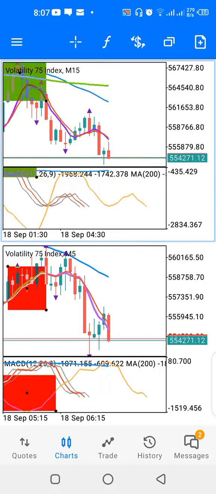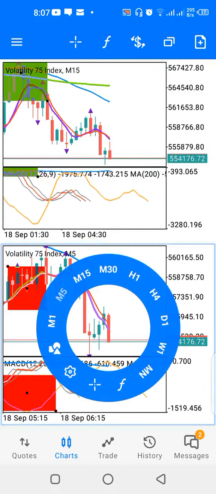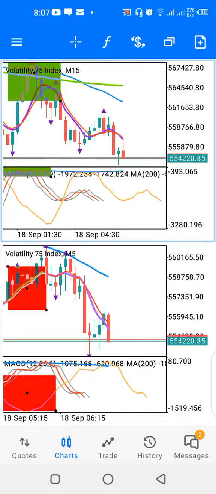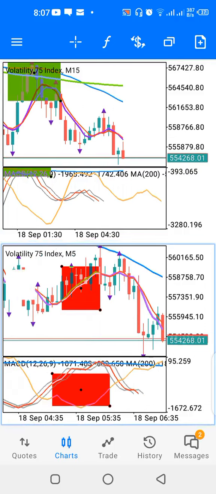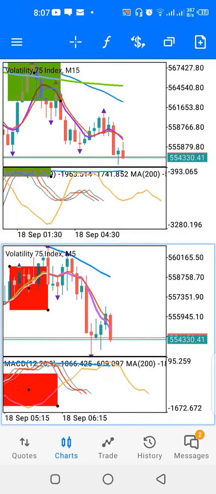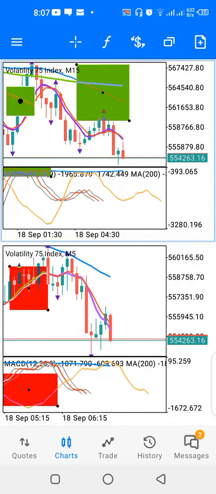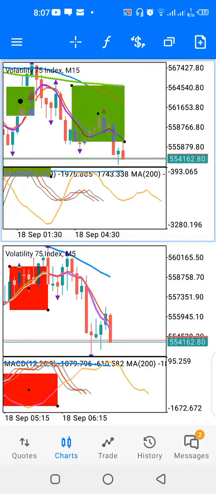For now, if you look at what's happening for now, we have 15 minutes upper time frame, upper window, and then we have 5 minutes lower window, and you can see that the purple and the red lines are below the blue and the green. That's the sell setup on the main window.